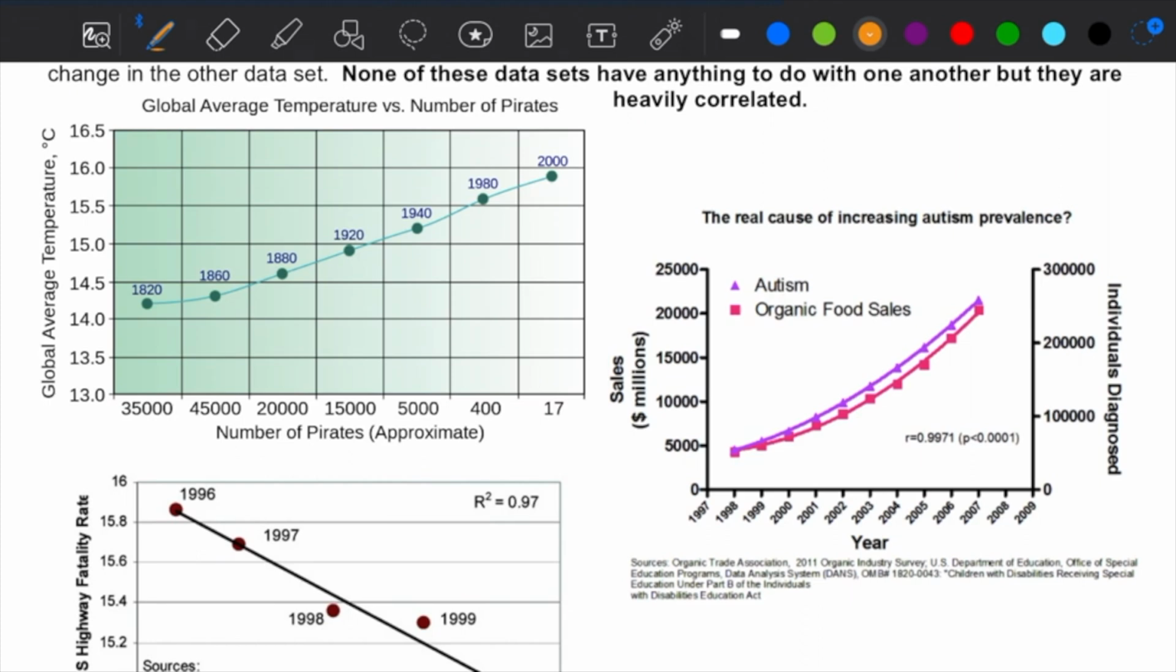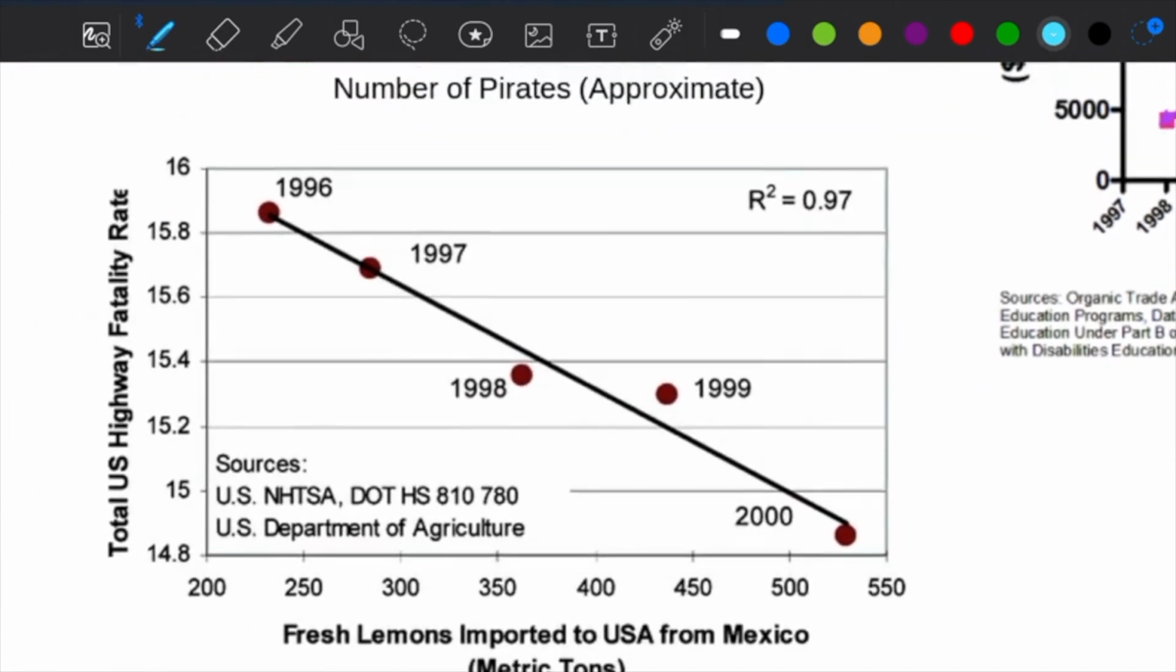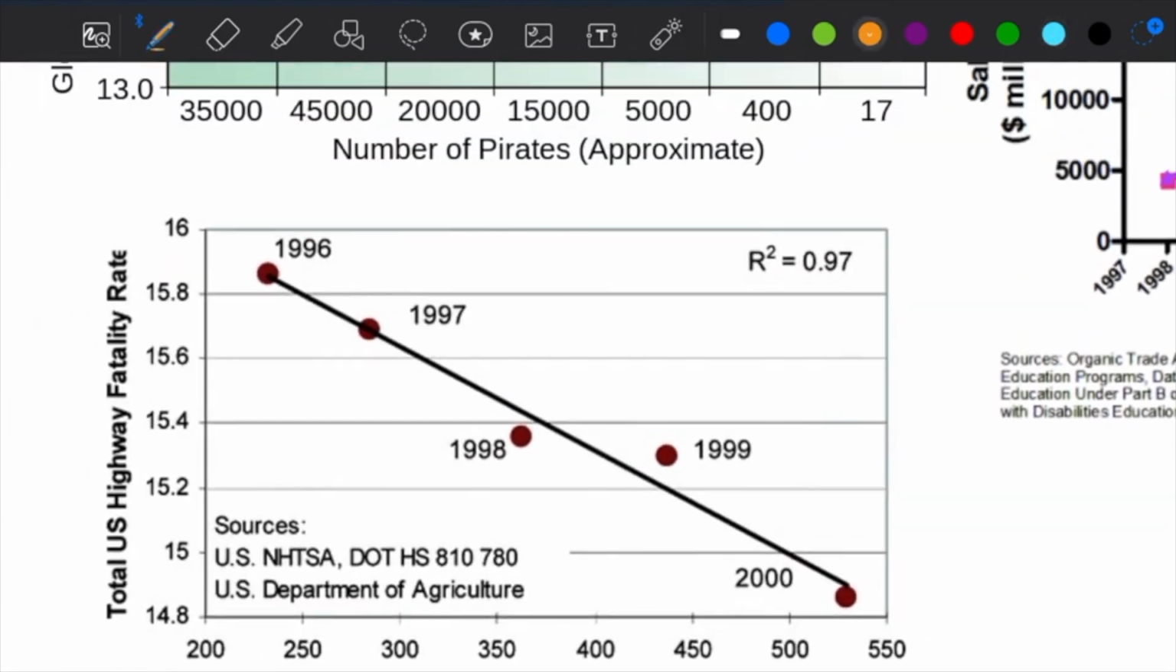Here you can see the number of individuals diagnosed with autism going up in the purple triangles, and as it also goes up, we can see the organic food sales increasing over that same time frame. And this is not saying that increasing in organic food sales is causing autism in any way, because there is no relation there, at least that we know of, I should say.